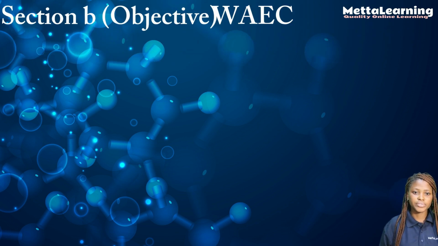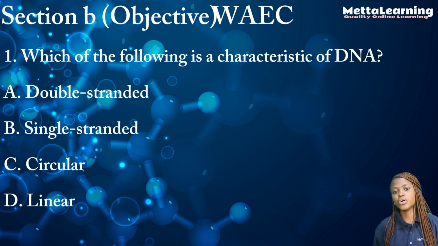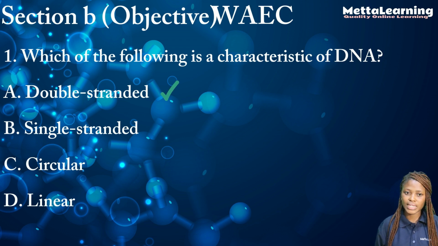Section B, objective. Question 1. Which of the following is a characteristic of DNA? Option A, double-stranded. Option B, single-stranded. Option C, circular. Option D, linear. Option A, double-stranded, is the correct answer.